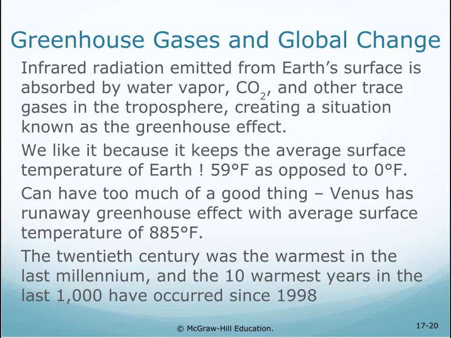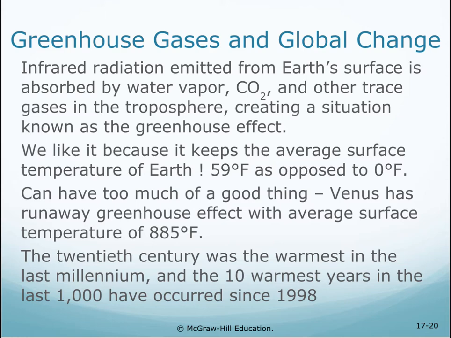Infrared radiation emitted from Earth's surface is absorbed by water, CO2, and other trace gases in the troposphere, creating a situation known as the greenhouse effect. We like it because it keeps the average surface temperature of Earth at 59 degrees Fahrenheit as opposed to 0 degrees Fahrenheit. We can have too much of a good thing. Venus has a runaway greenhouse effect with an average surface temperature of 885 degrees Fahrenheit.